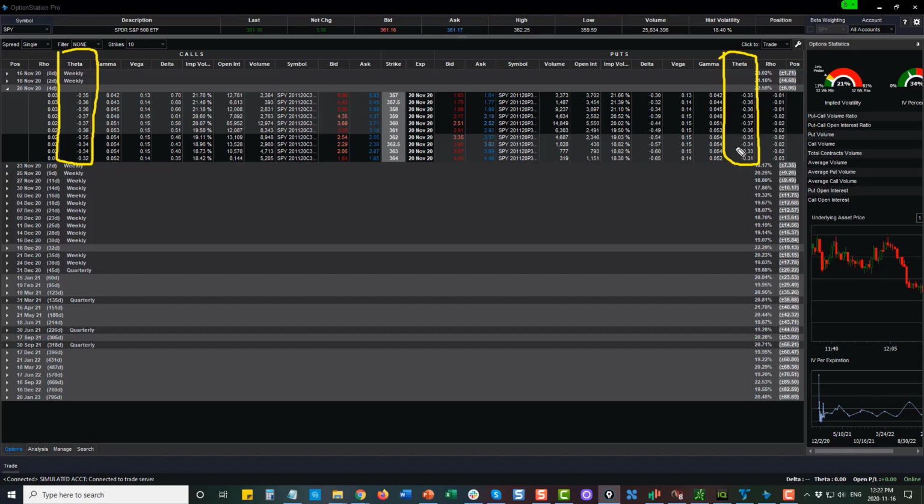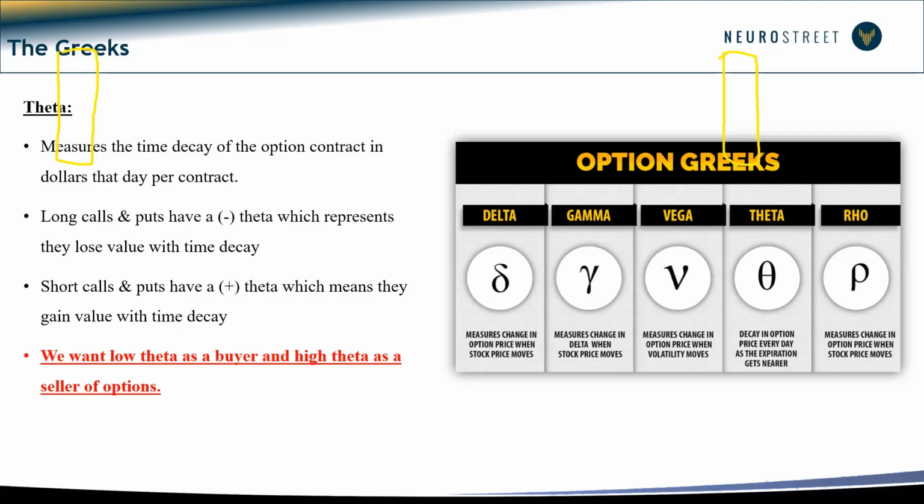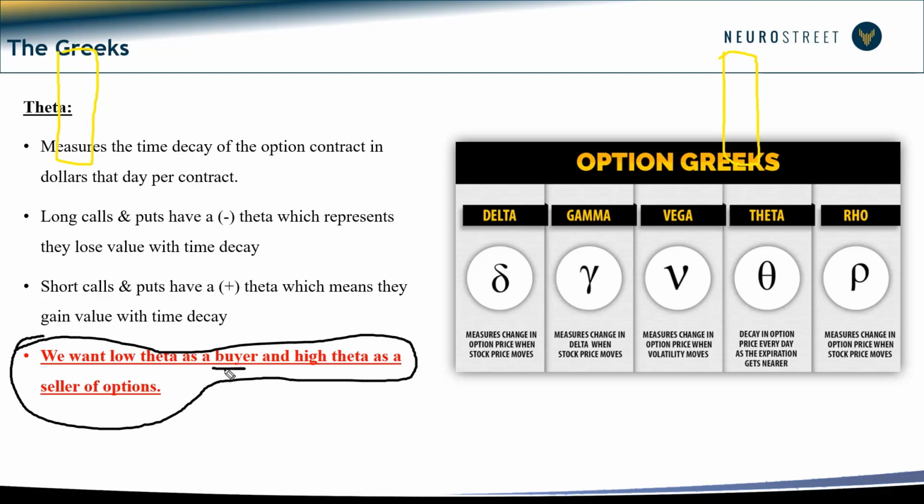Now, I don't want you to get caught up on all the numbers right now. I don't want you to worry about, okay, well, which one's better, which one's worse. We have a cheat sheet that's going to tell you this, just so that you understand. This is an intro video to get you familiar with what theta is. This is measuring time decay. Okay, so we want low theta as a buyer and high theta as a seller. So let me just put this into perspective here. We want low theta as a buyer. So as you know, that's our primary strategy. We want lower theta.